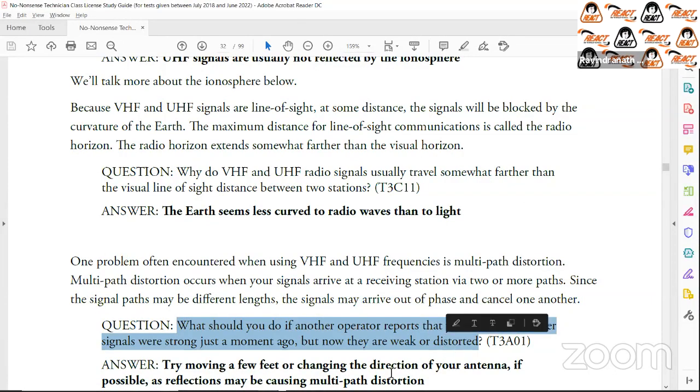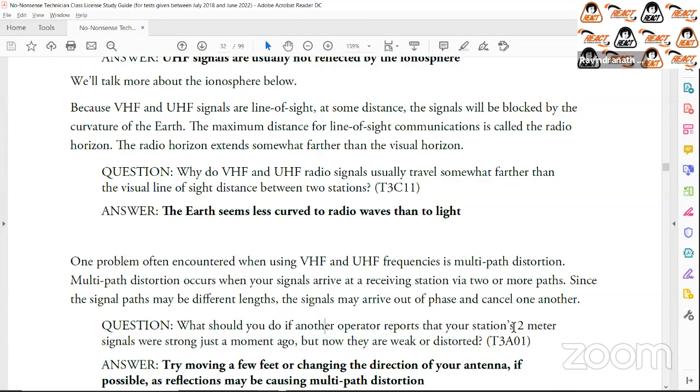So the question in the question pool: What should you do if another operator reports that your station's 2-meter signal, right, that's VHF, was strong just a moment ago, but now it is weak or distorted? So let's look at some key words in this question. 2-meter, right? And we recall from earlier that 2 meters is in the VHF part of the spectrum. So we're not talking HF and we're not talking UHF, but we're talking VHF. So the properties associated with VHF signals is important here.